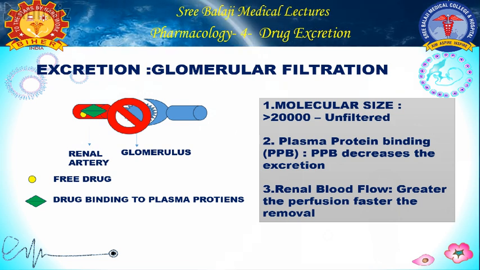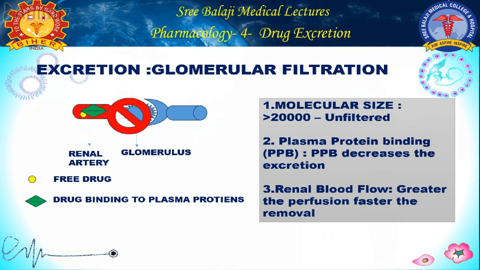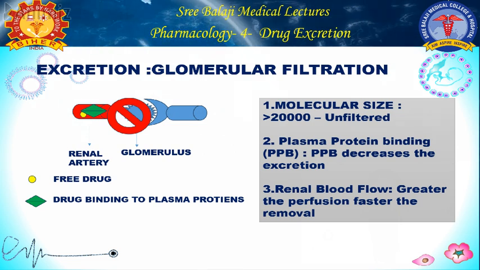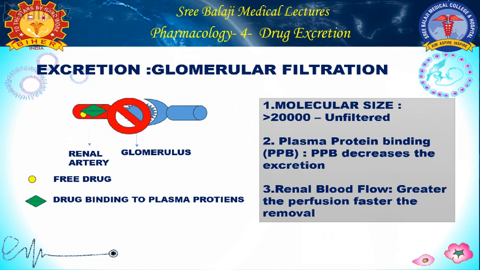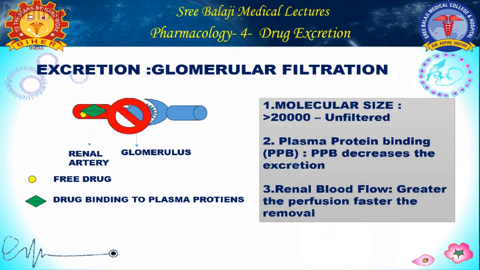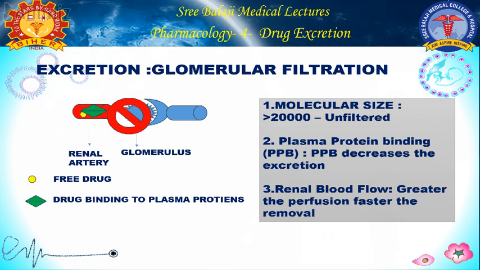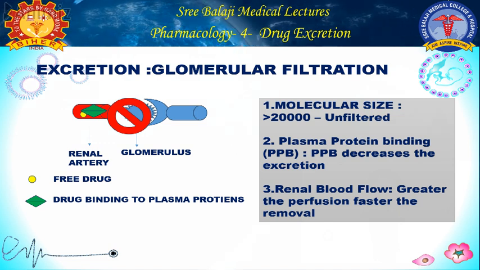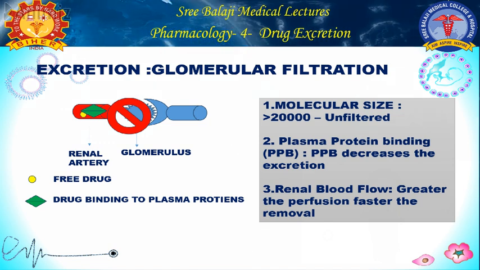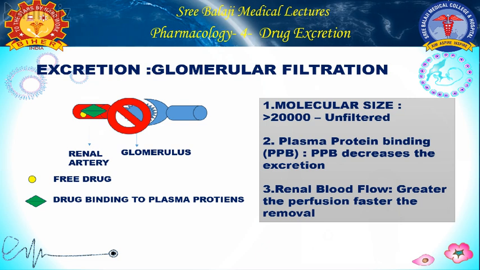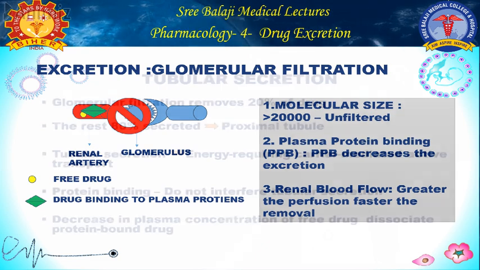What are the factors governing glomerular filtration? First is molecular size: if the compound is more than 20,000, it cannot be filtered. When the drug is plasma protein bound, it cannot be filtered via glomerular filtration. And if the renal perfusion is better, then faster removal will be there. So these are the three main parameters for glomerular filtration.